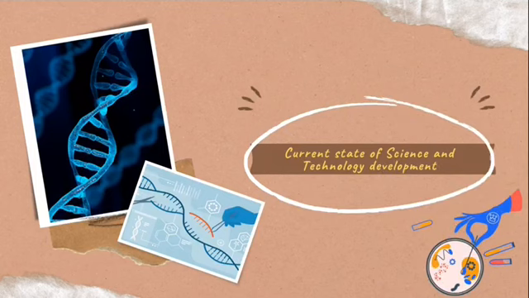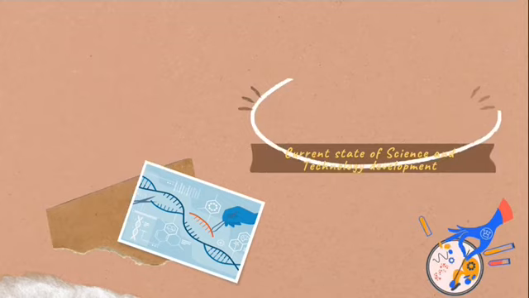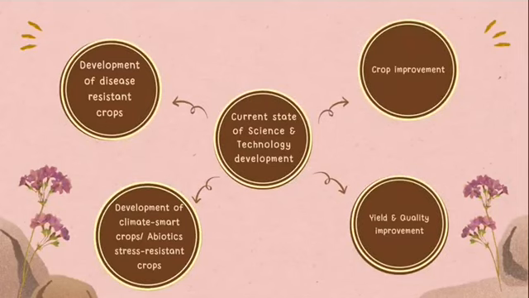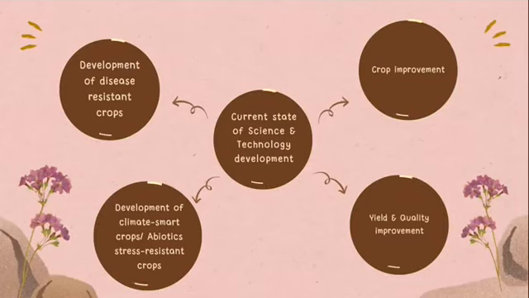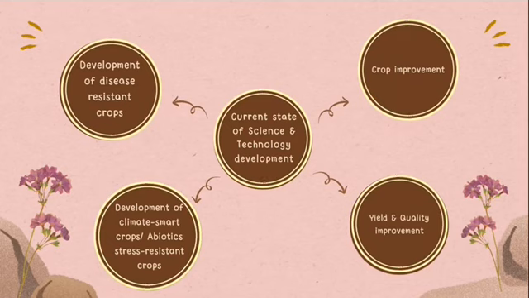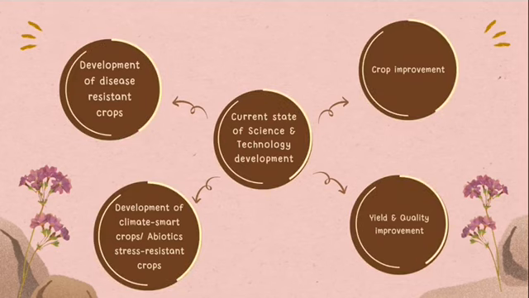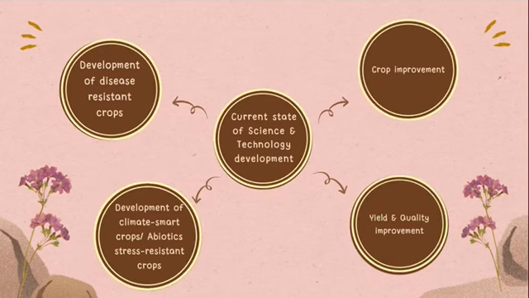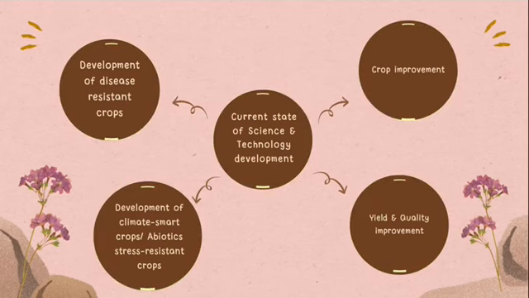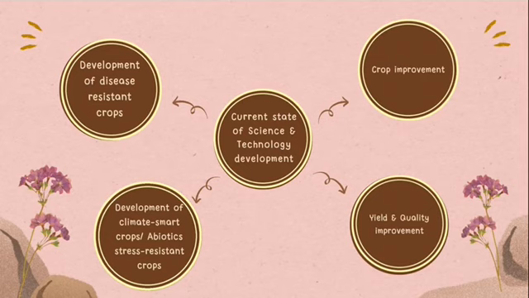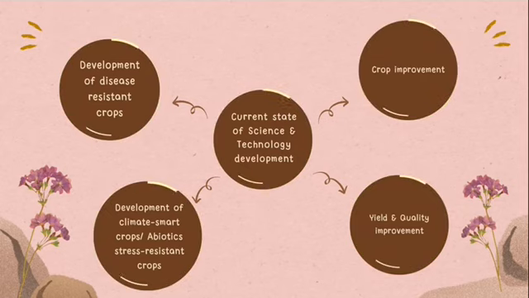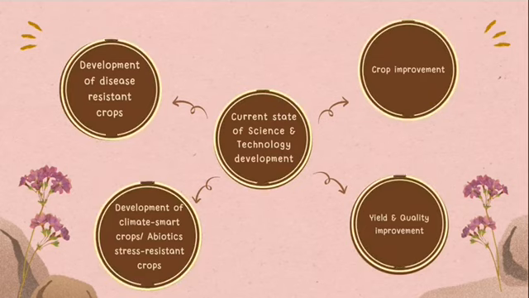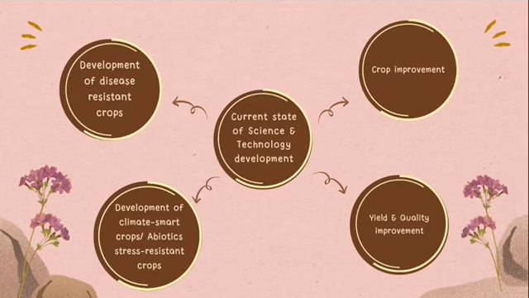Now I will be explaining the current state of science and technology development. CRISPR has become the most widespread technique to improve monocot and dicot crops for a variety of traits including yield, quality, disease resistance, and climatic variation resistance. For example, the genomes of cereal crops and fruits have been edited using CRISPR technology. Next, CRISPR is used to improve yield and quality.